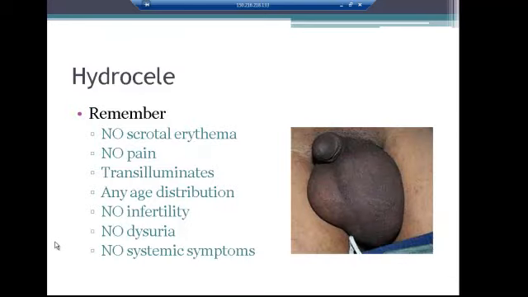Remember, with hydroceles, there's no scrotal erythema, there's no pain, they transilluminate, it can happen at any age, there's no infertility associated, there's no dysuria, and there's no systemic symptoms of the problem.